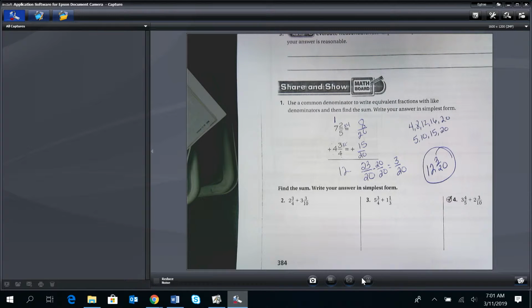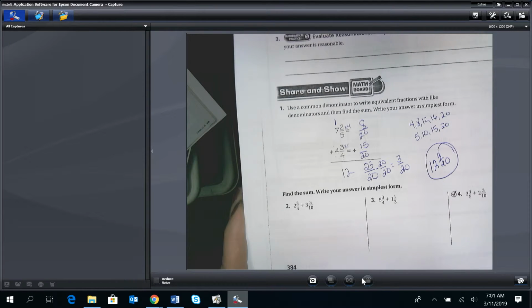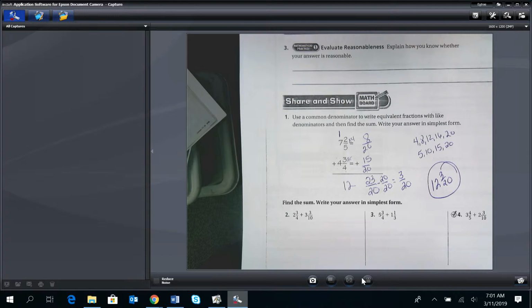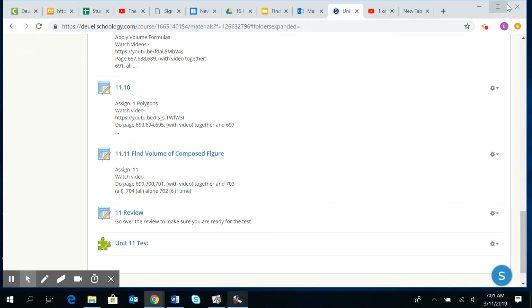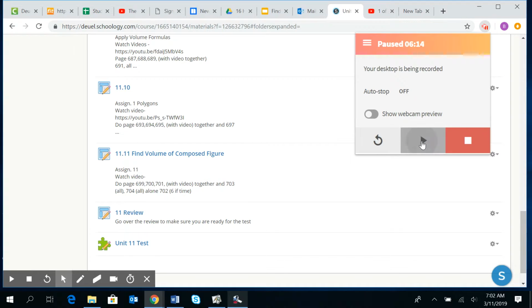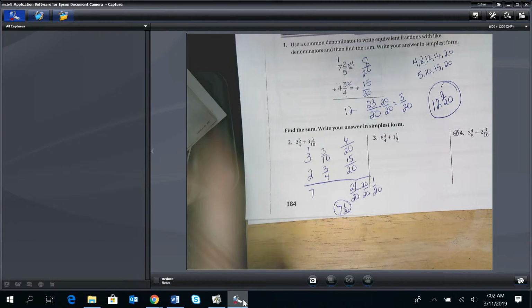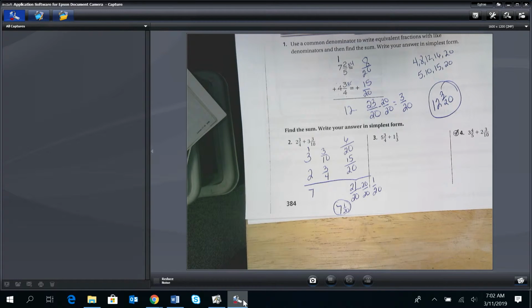So let's practice a couple of these together. I want you to figure out number 2 and come back and see if you got the same answer as I did. I got 7 and 1/20.